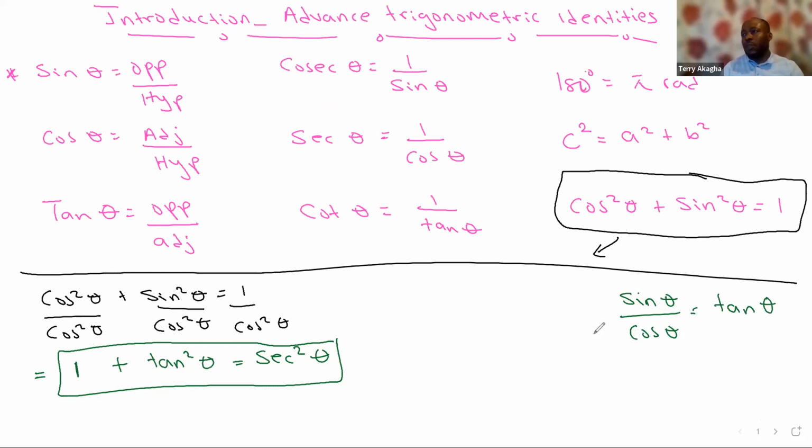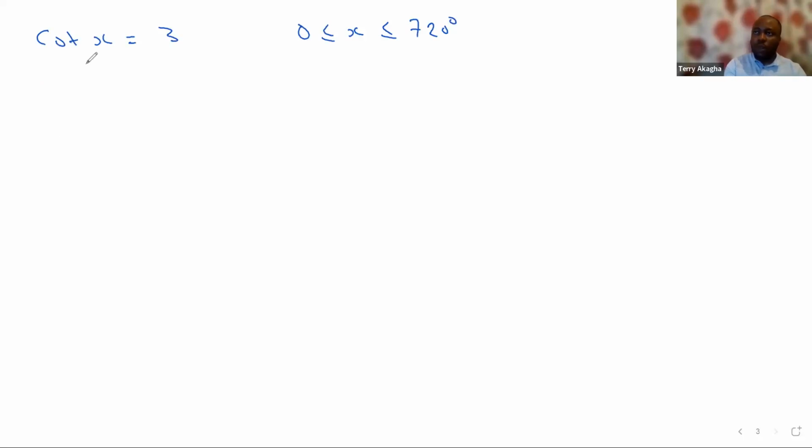All right. So let's say we have cot x equal to 3, and I ask you, between 0 and x less than 720 degrees, to find x. Just like we said in the previous slide, cot should be 1 over what? Tan x. So we can write this as 1 over tan x equal to 3.